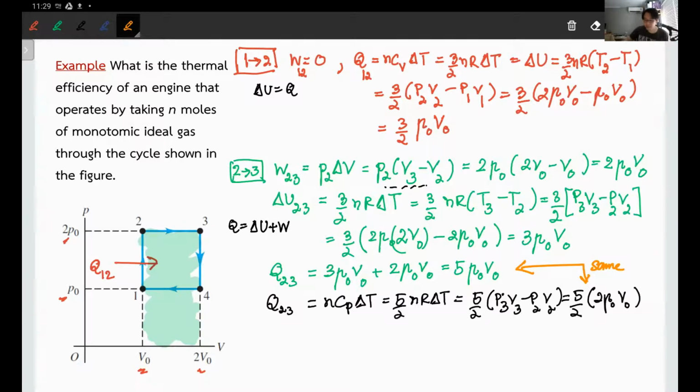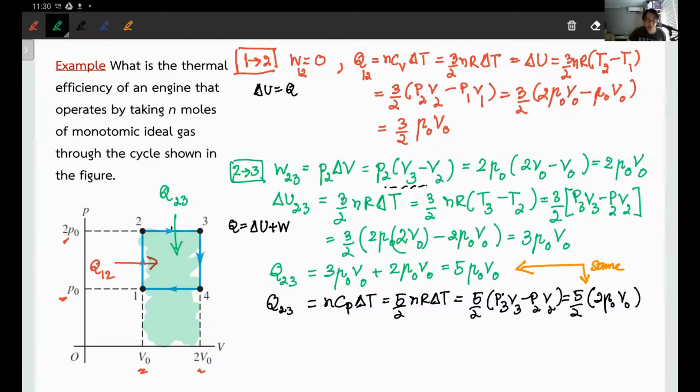Okay, cool. I hope. And what you got from here is a positive heat. So it means the heat is actually flowing, let's use the green, into the system, Q23. All right. And it seems like you're going to be able to do this for 3 to 4 and 4 to 1, right? But wait a second. From the look of these questions, actually, they're asking you to figure out the efficiency.